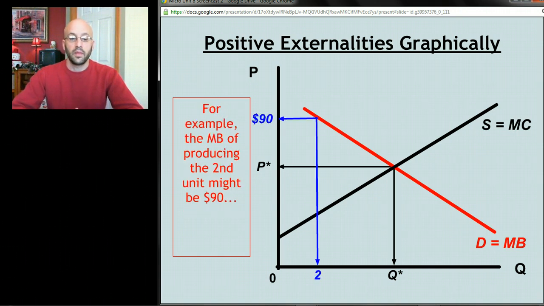So for example, the marginal benefit of the second unit might be $90. Someone might be willing to pay up to $90 for that second unit of anti-lock brakes, meaning that they expect to receive at least $90 in benefit from those anti-lock brakes.